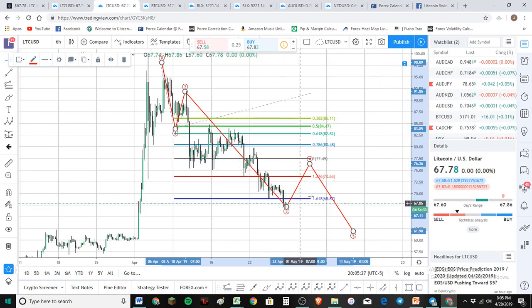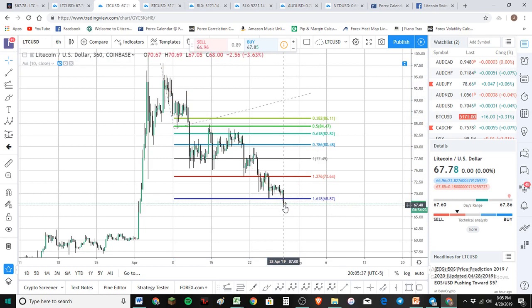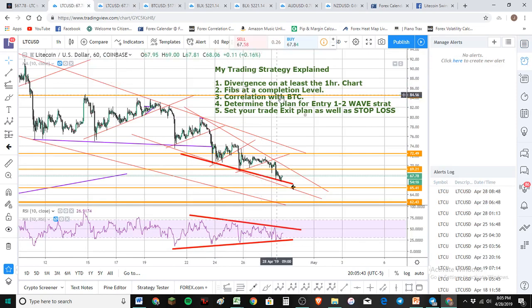But here, look at the 618. I think this 3 wave is finished. I want to trade this 4 wave. Price has come down to the 1618 and passed it. That's a good landing point for a 3 wave. So there's a strong potential now. This is close to the bottom of wave 3. So that is my check mark at number 2. We've got fibs at a completion level.